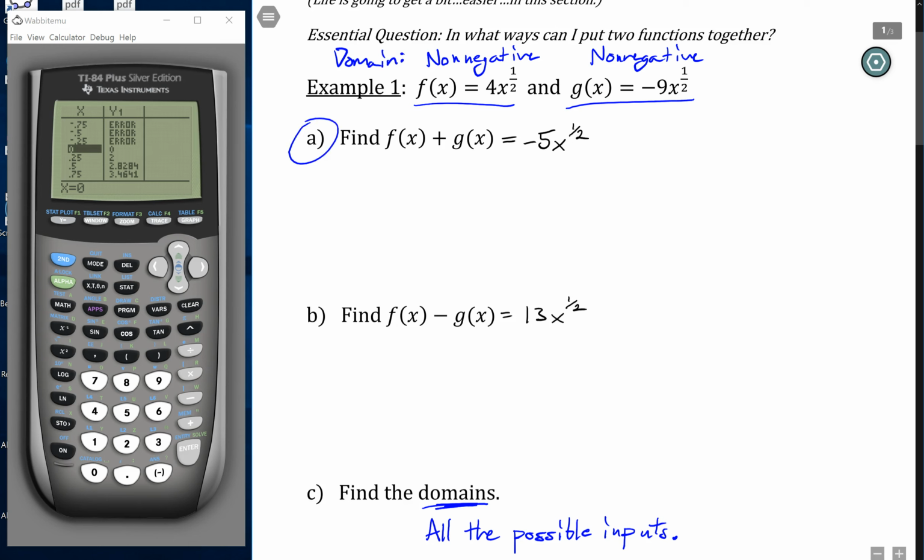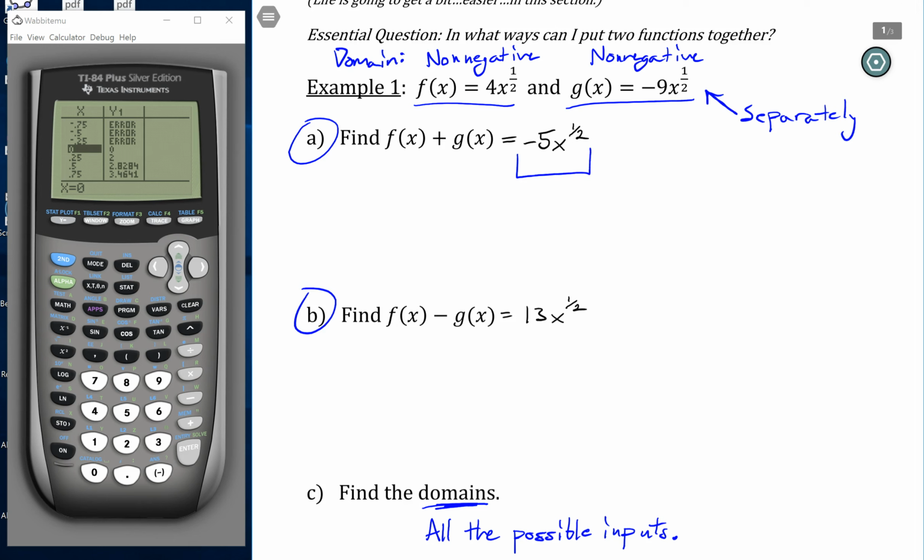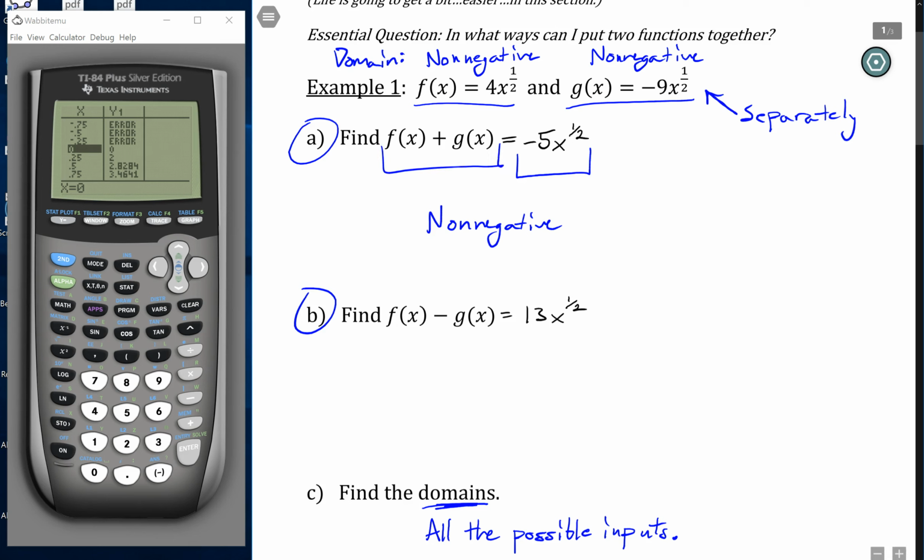Now, when we look at the domain of a and b, we need to make sure to take into account the domain of f and g separately. We also need to take into account the domain of f and g together. So separately, I already know that the domain is going to be non-negative because if I can't plug negatives into f and g, then clearly when I add them together, I'm not going to be able to plug negatives into what they're adding. Like if I'm not allowed to plug in a negative here, why in the world would I be allowed to plug it in when I'm adding them together? So the domain is definitely non-negative.